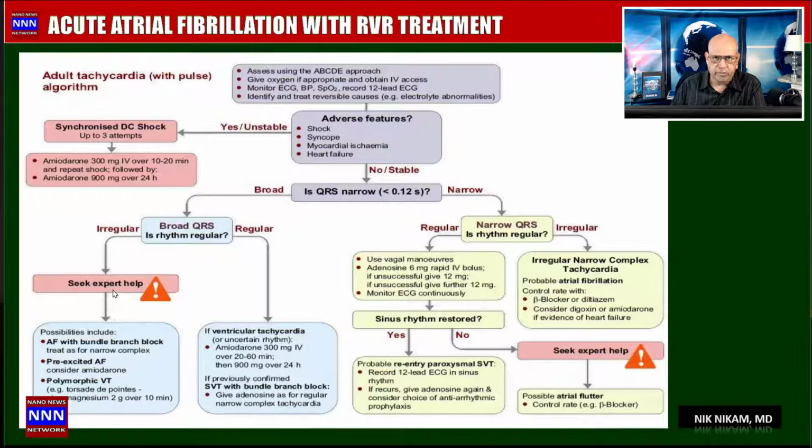Okay, if we are dealing with an irregular rhythm with a wide QRS tachycardia, we need to seek expert help, because it could be just atrial fibrillation with an underlying bundle branch block. If so, you need to look at their previous electrocardiogram and see if the bundle branch block was there. If there was no bundle branch block and you see a wide QRS tachycardia with varying RR interval, it could be aberration, or it could be even a patient with a WPW.